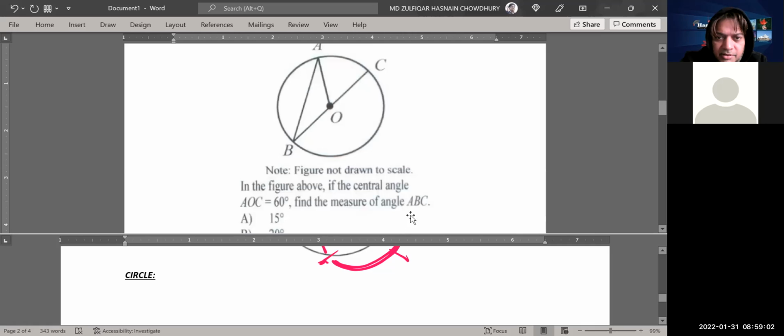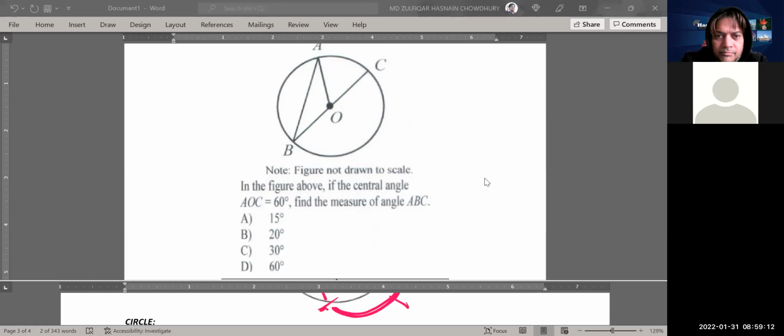Can you see the screen? Central angle is 60 degrees. Find the measure of angle AB. So the central angle, it would be 30 degrees. Wow, well done. Very good. You got it right.